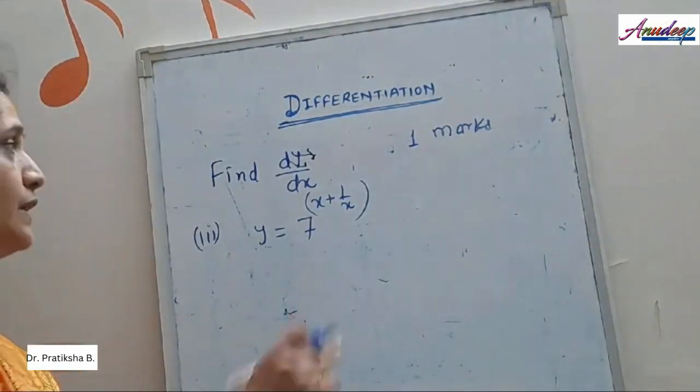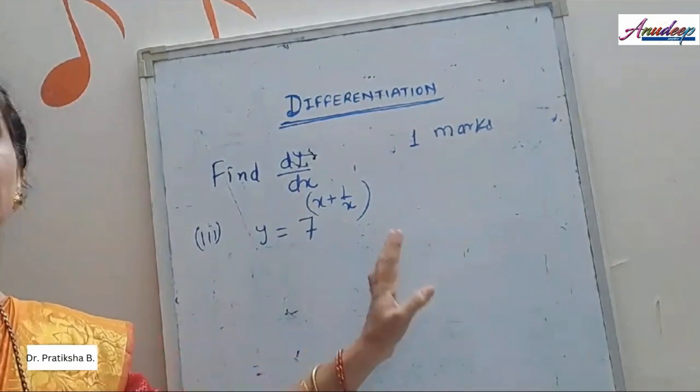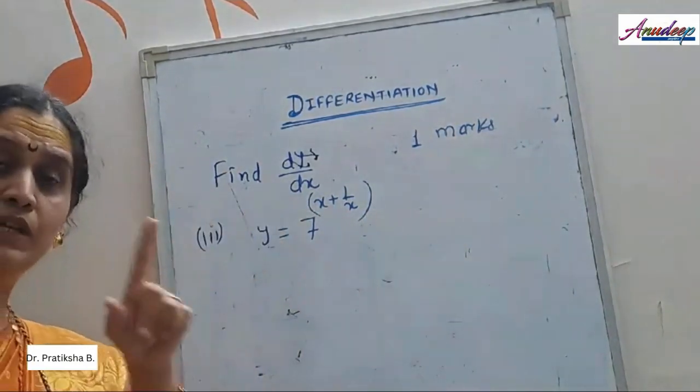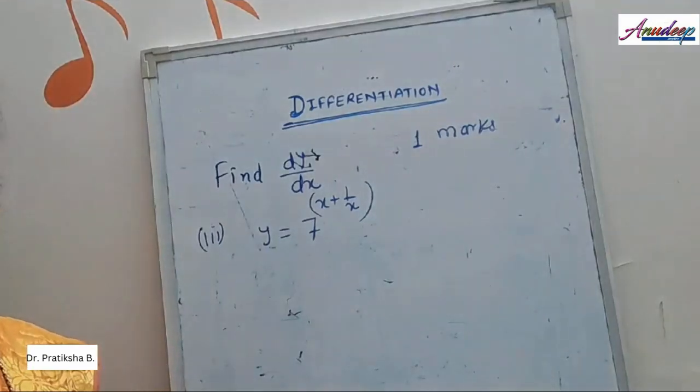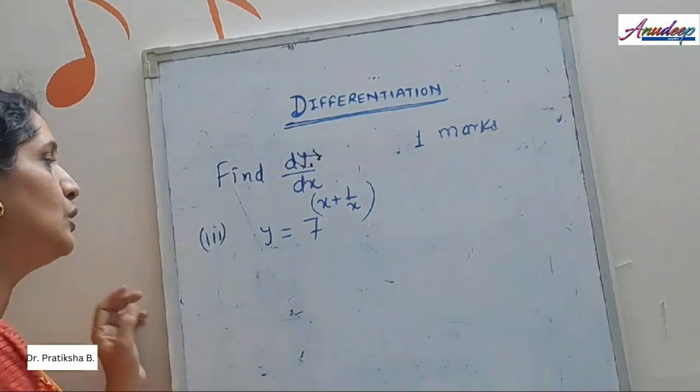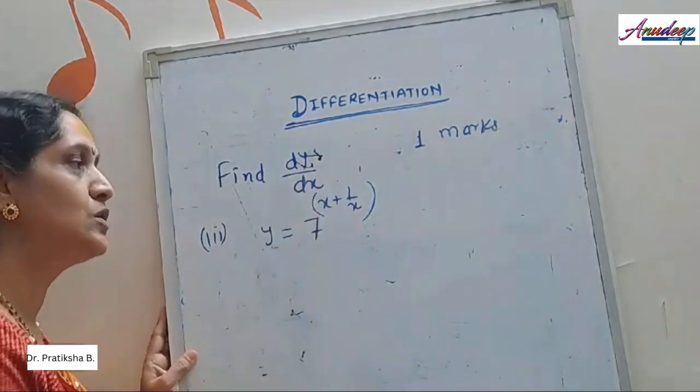So let us now simplify this question. This question is from the MCQs from your paper. It is only for 1 mark. So as you know, it is only 1 mark, so we will not spend more than 2 minutes on this question. So here, what is given to you? It is y is equal to 7 raised to x.